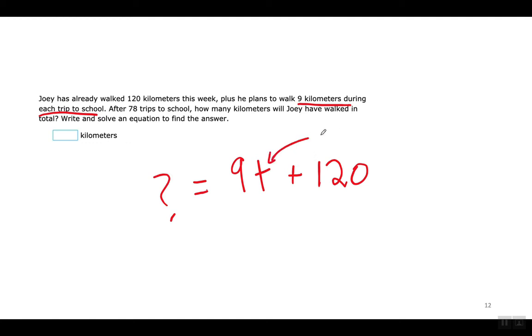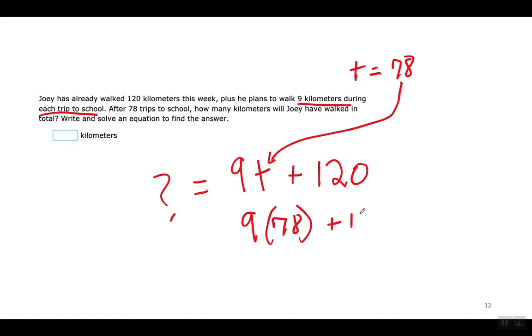Después de 78 viajes, all right, so if T equals 78, si el número de viajes es 78, ¿cuántos kilómetros caminó en total? How many kilometers did he walk in total? So I got to do 9 times 78 plus 120. For the sake of time, I'm going to use a calculator. So 9 times 78 plus 120. All right, so my answer is going to be 822 when I work that out.